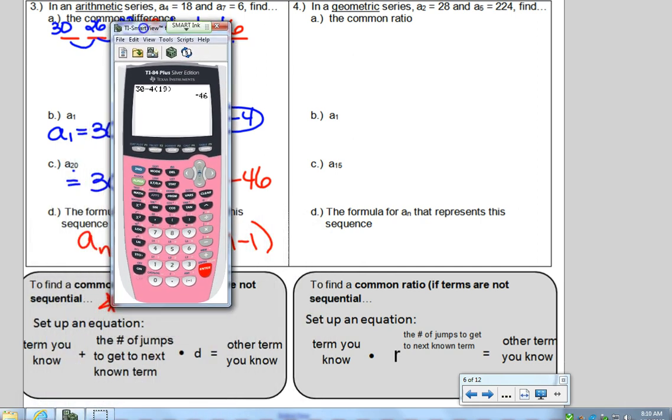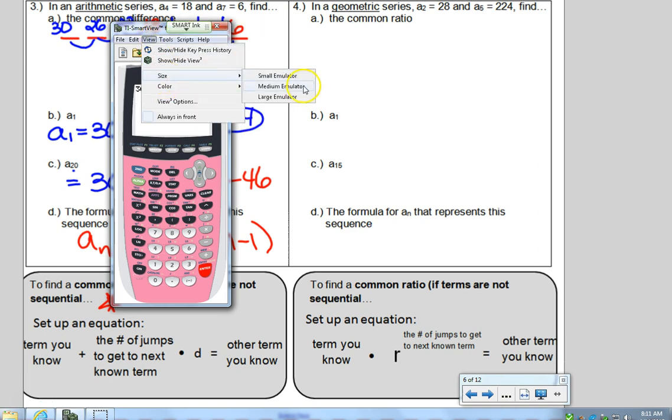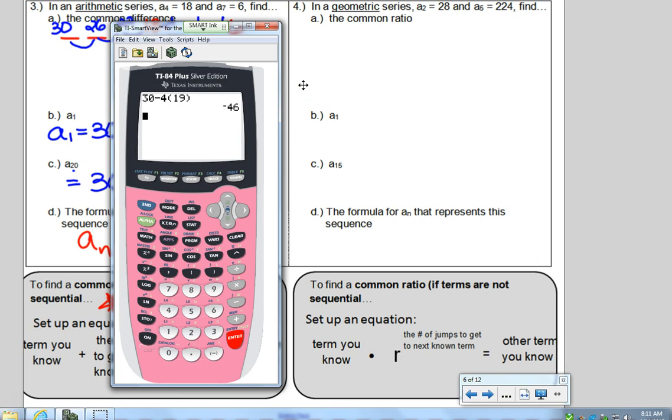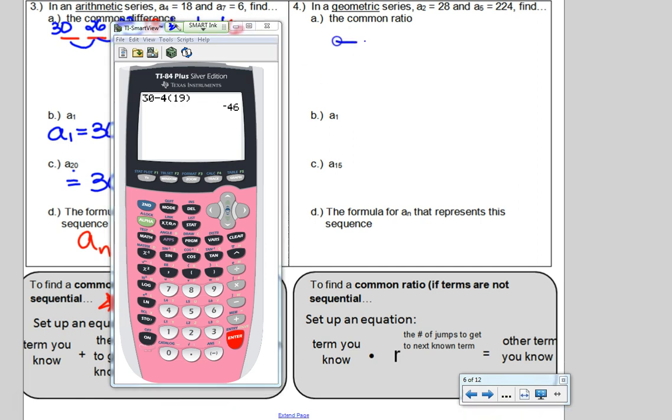Okay, our last problem. This one again is a geometric. That means that we are multiplying to get from one number to the other number. So we're going to again do our visual. So A2 is 28 and A5 is 224. Okay, so there's our second and our fifth.